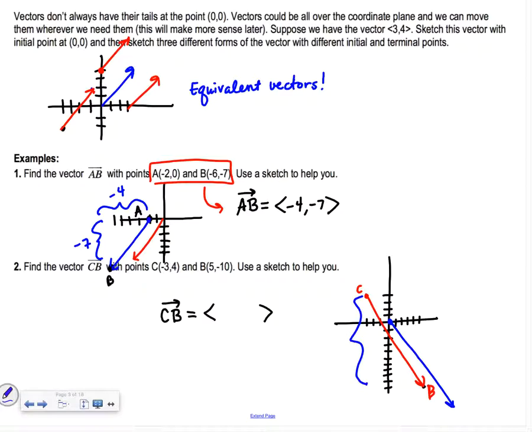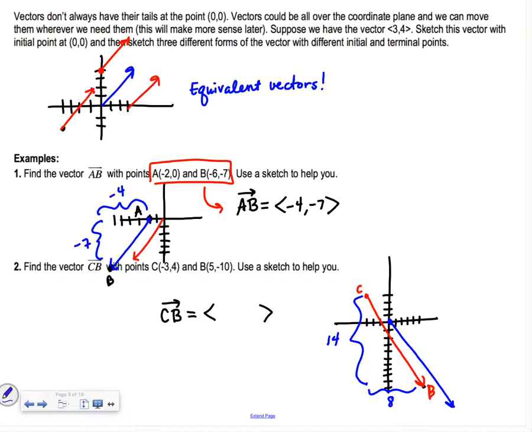So how much did I go down from C to go down to B? 6. More than that. I went down 14, right? I was at a height of 4 and I went down to a height of -10. Okay, and then what about going over? I went over from an x value of -3 to an x value of +5.